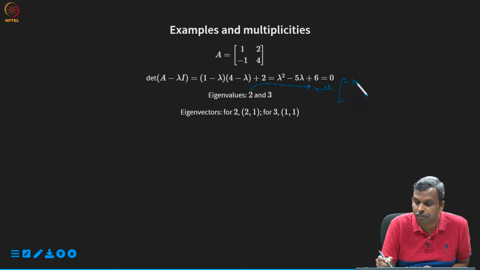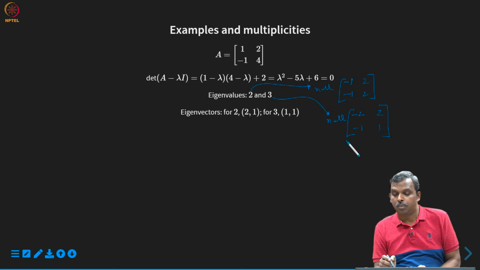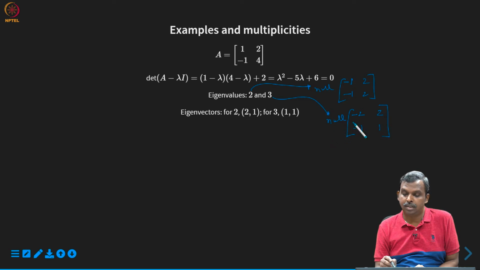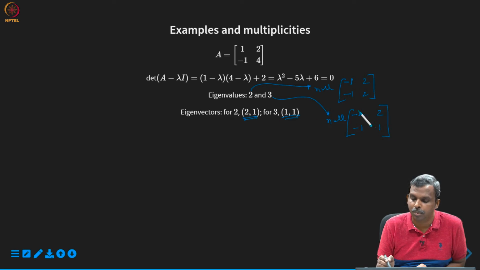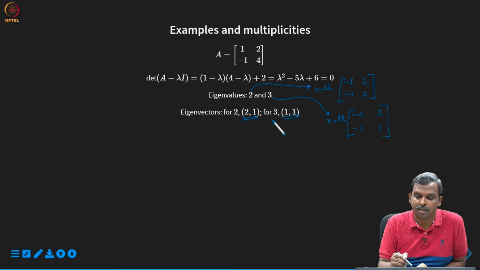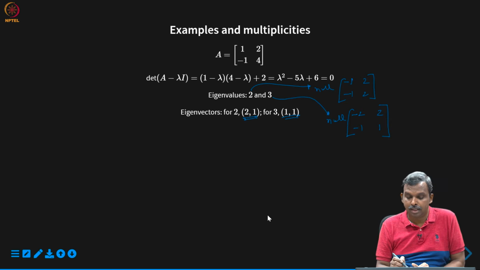so you have to subtract 2 from the diagonals, so minus 1 2 minus 1 2. And for 3 it is the null space of, I have to subtract 3, so minus 2 2 minus 1 1. So you can see these things work out quite okay. In the null space for 2 you have (2, 1). If you multiply by (2, 1) you get 0. For 3 the null space is (1, 1). You can see these are rank 1 matrices and you get (1, 1). So this is how you find eigenvectors and eigenvalues in simple cases.